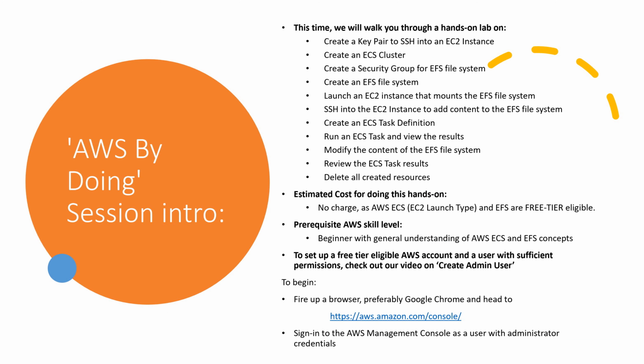This time, we will walk you through a hands-on lab on create a key pair to SSH into an EC2 instance, create an ECS cluster, create a security group for EFS file system, create an EFS file system, launch an EC2 instance that mounts the EFS file system, SSH into the EC2 instance to add content to the EFS file system, create an ECS task definition, run an ECS task and view the results, modify the content of the EFS file system, review the ECS task results, and delete all created resources.